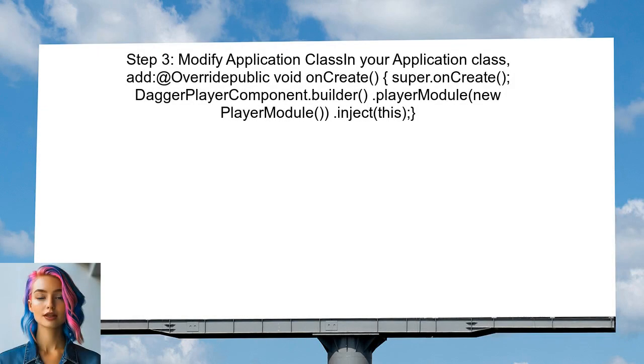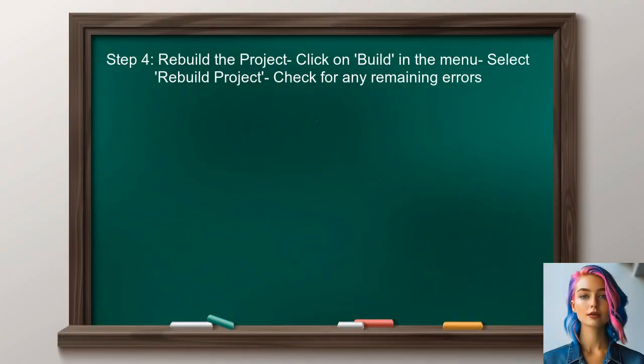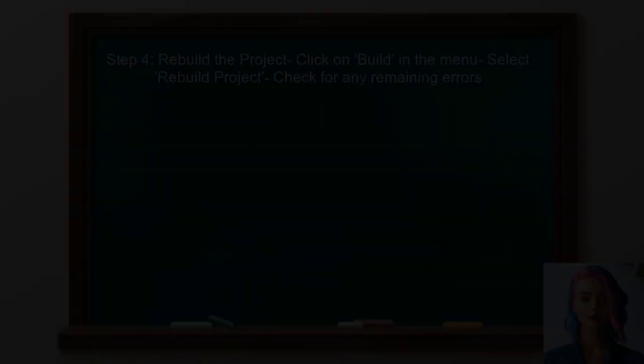Now, the user needs to modify the application class to include the Dagger injection. This will ensure that the context is available when needed. Finally, the user should rebuild the project to ensure that Dagger generates the necessary code. This will resolve the error and allow the application to compile successfully.